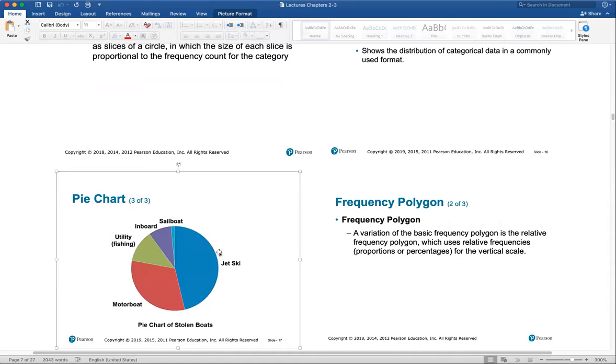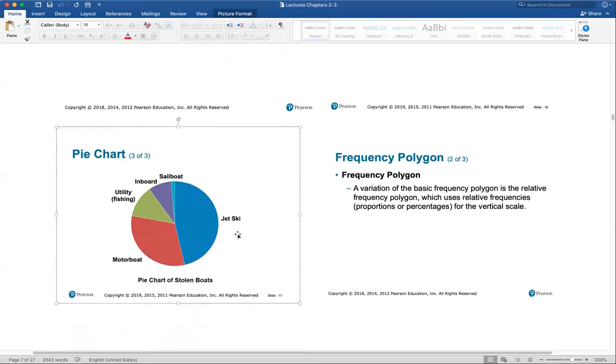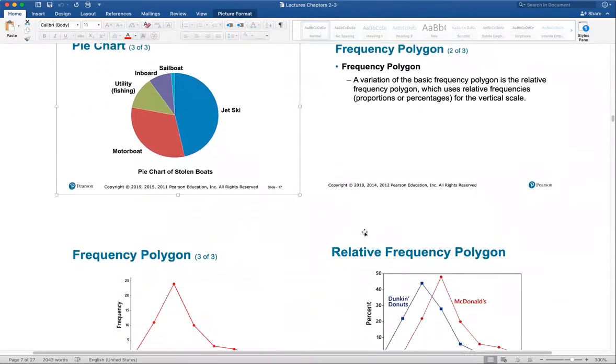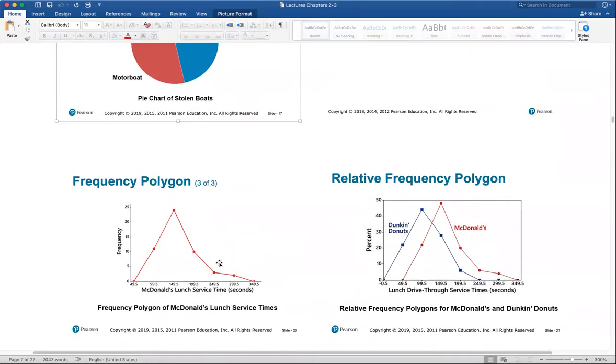So we use it a lot for qualitative data. Each category is represented by a portion of the circle. Okay, that normally represents the percentage out of the total number of frequencies. Okay, and then frequency polygon. Yeah, this is a frequency polygon right here.